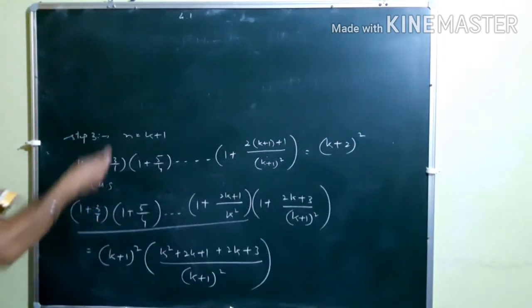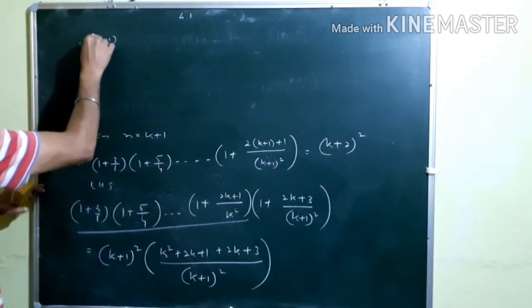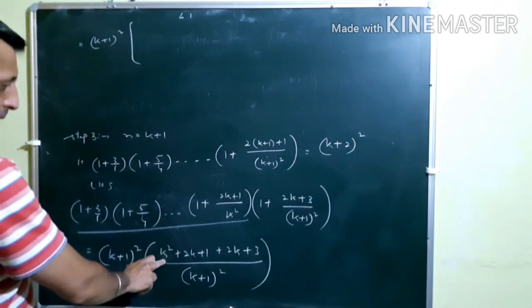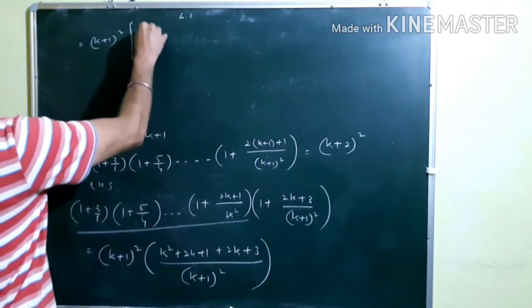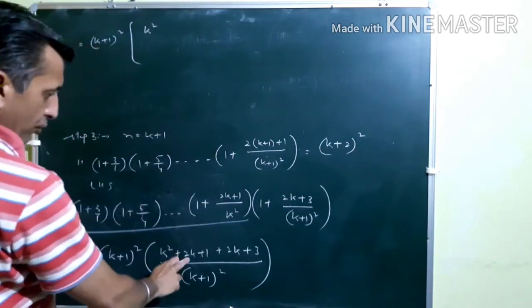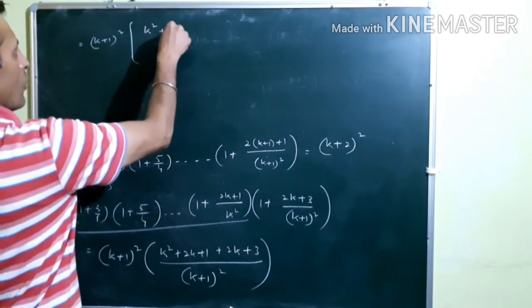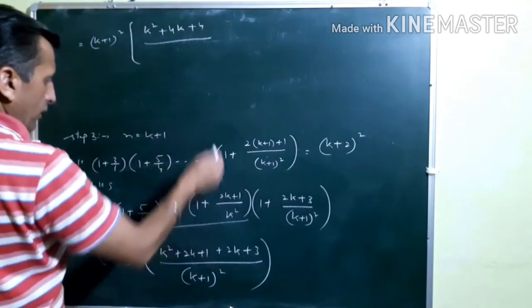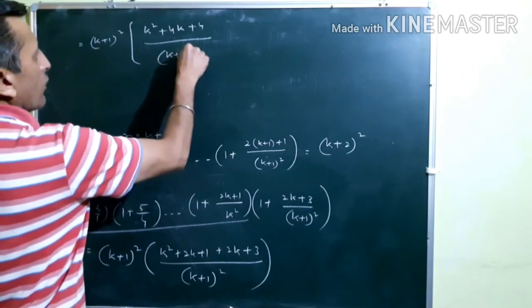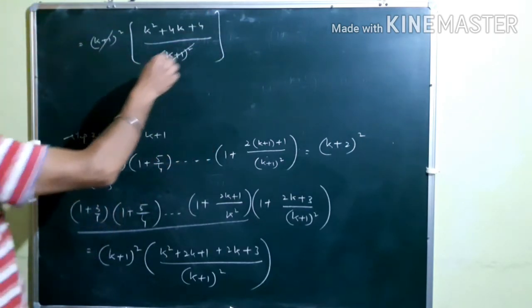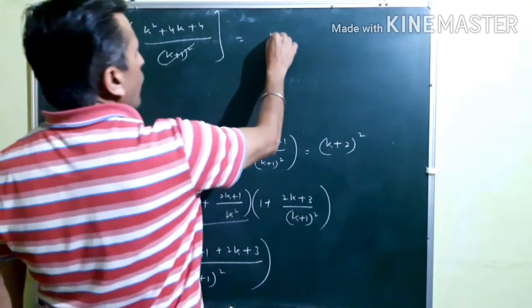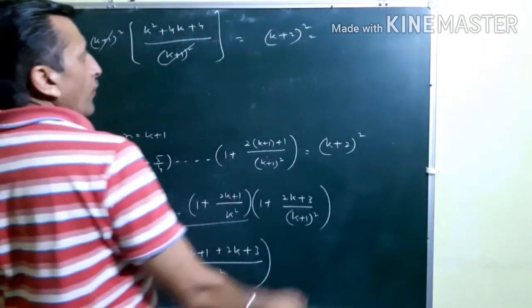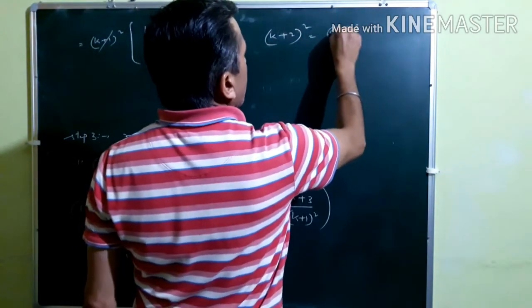Okay, so which is equal to (k plus 1) square, this as it is, and this is gone. So the rest of the part is k square, this 2k plus 2k, that is equal to plus 4k, 3 plus 1, that is equal to 4, whole upon (k plus 1) whole square. This is gone, and it is nothing but (k plus 2) whole square. So (k plus 2) whole square. And see, this is what we have to find. So that is equal to your right hand side.